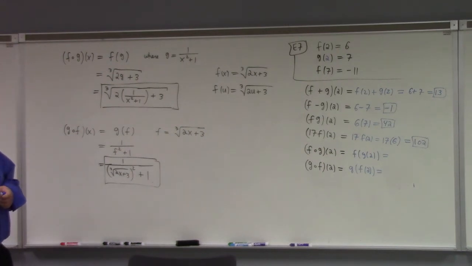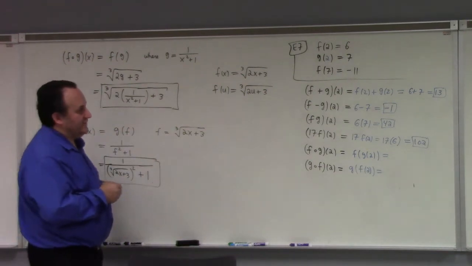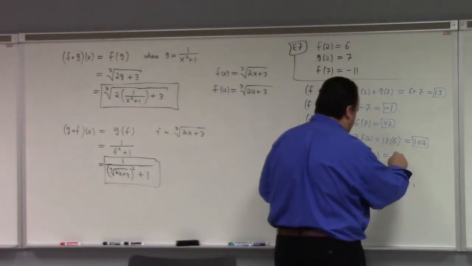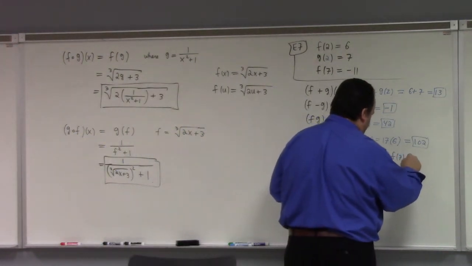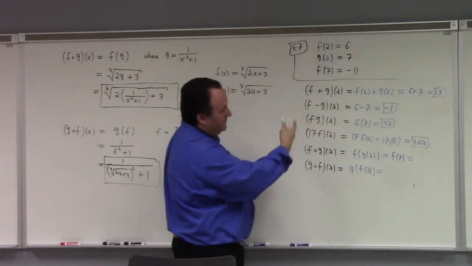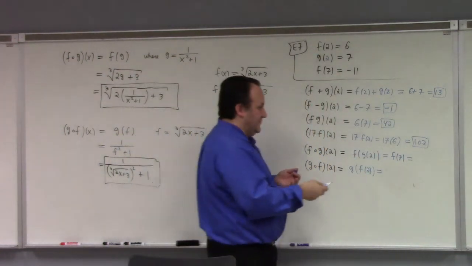f of g of 2 and g of f of 2 is what we'd like to calculate. f of g of 2, well, that's f of 7, right? What is f of 7? Well, that was given to be minus 11, right? So we're good.